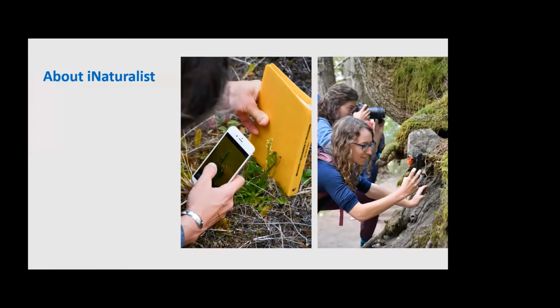iNaturalist is both a website and free app. It's used worldwide to document and share photo observations of biodiversity. These observations can be of any wild organism, so plants, animals, fungi, lichens, algae, also signs of life such as nests, tracks, and shells.